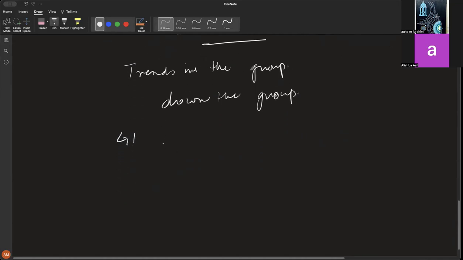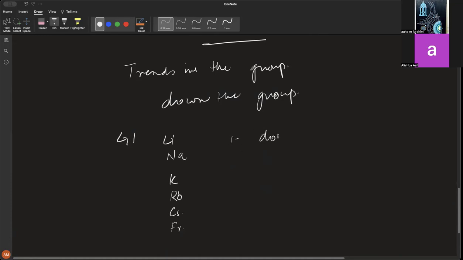Lithium, sodium, potassium, rubidium, calcium, and the last one, Fr. I forgot the name, but it's there. So these are the elements of group 1. When we talk about the trends taking place in group 1, down the group, what is going on?